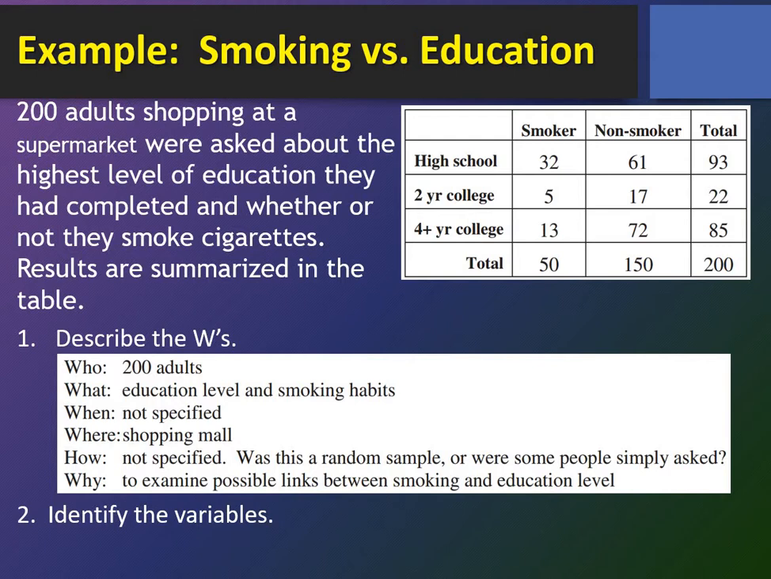So, the W's, pretty straightforward. 200 adults, where we were recording education level and smoking habits. We don't really know when, and the best thing that we can say is a supermarket or a shopping mall. How? I mean, it's some survey of some kind. I don't know how the people were selected themselves. And to look to see if there's a link.